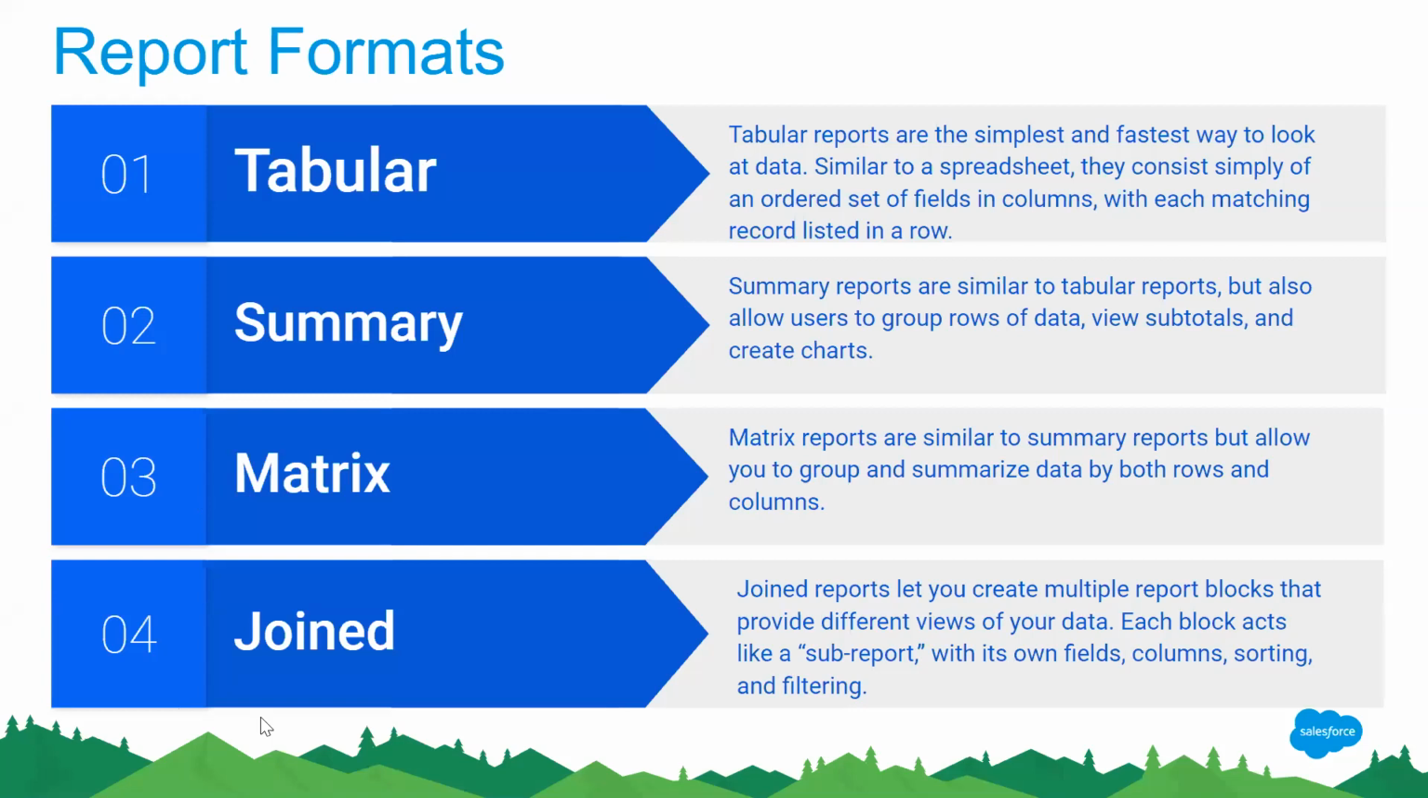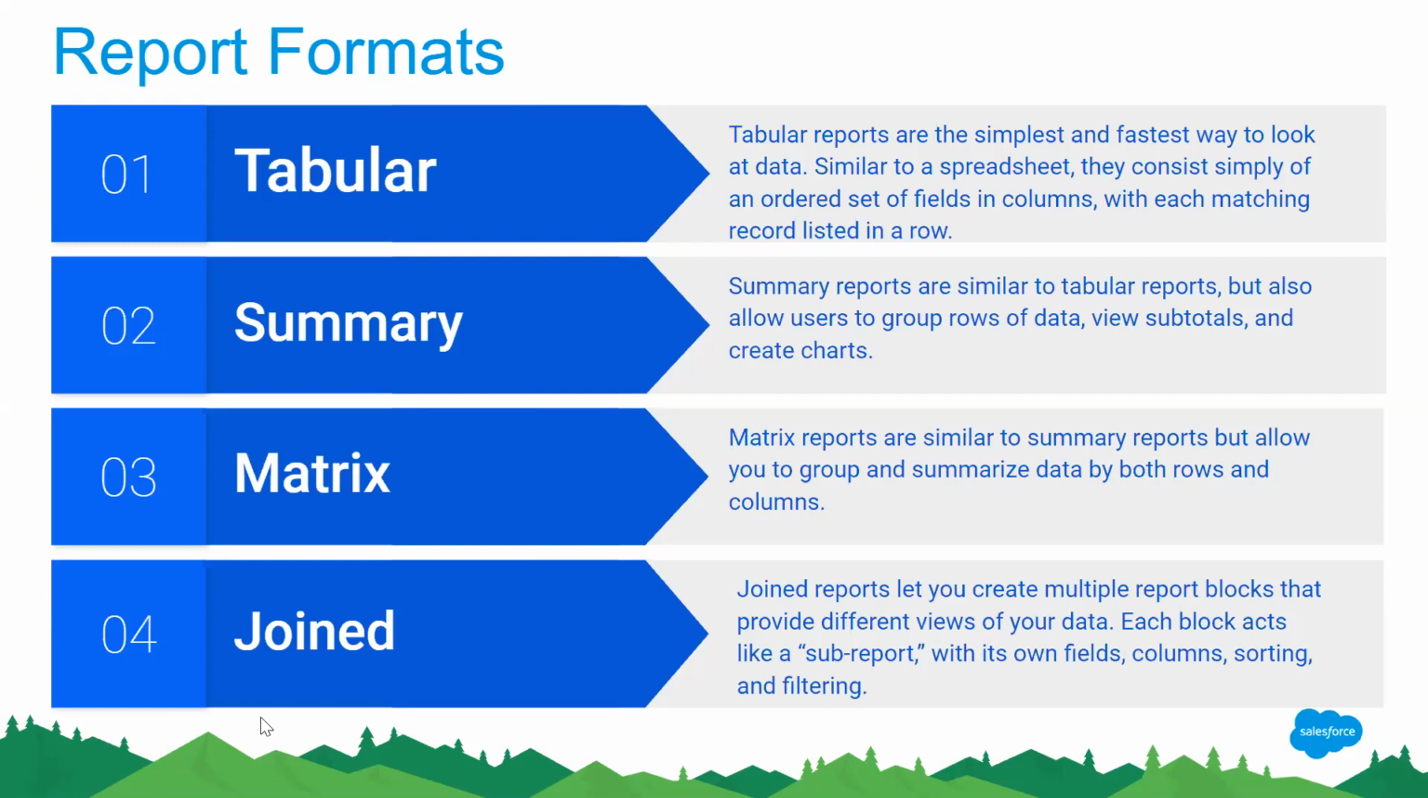So for report formats, there are 4 types: tabular, summary, matrix, and chart. I'll start by defining tabular. Tabular format is the simplest and fastest way to look at data, similar to a spreadsheet. You can see this looks very similar to a spreadsheet. The columns are the fields of my Salesforce object, and the rows are the records available in a particular object.